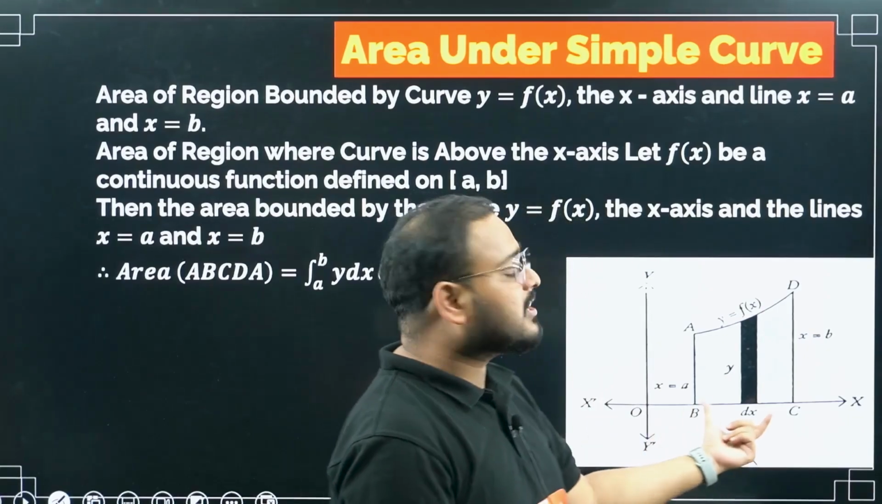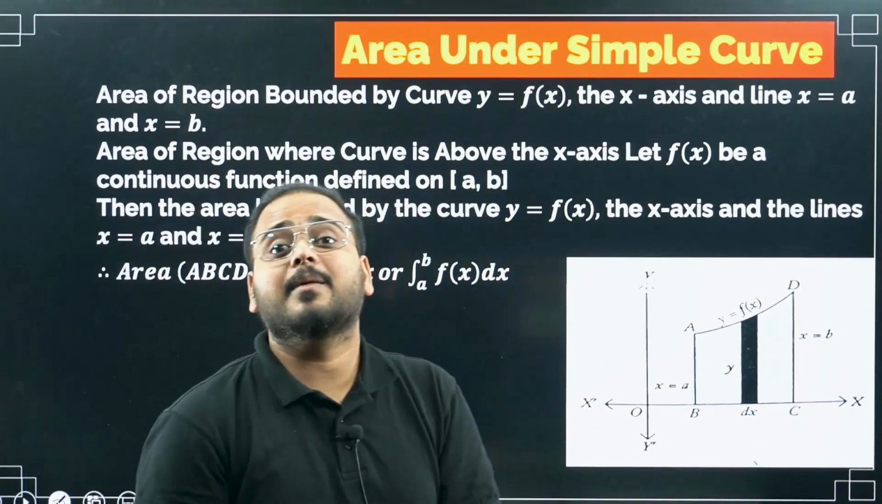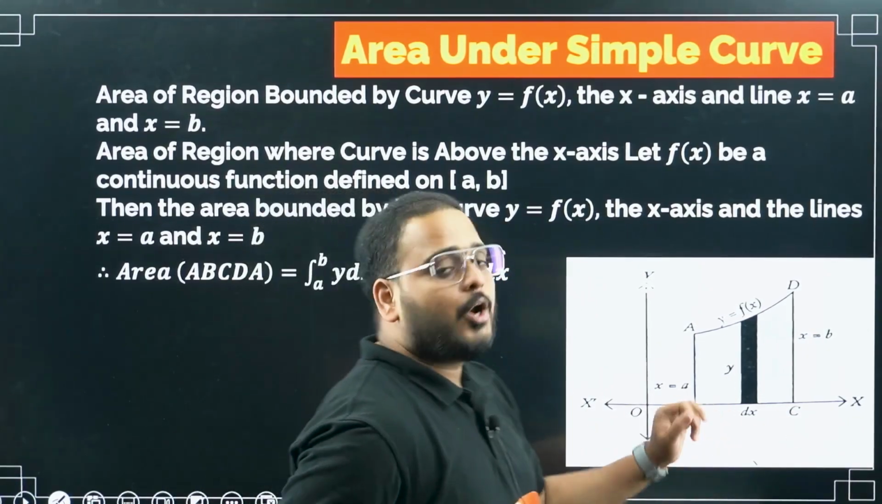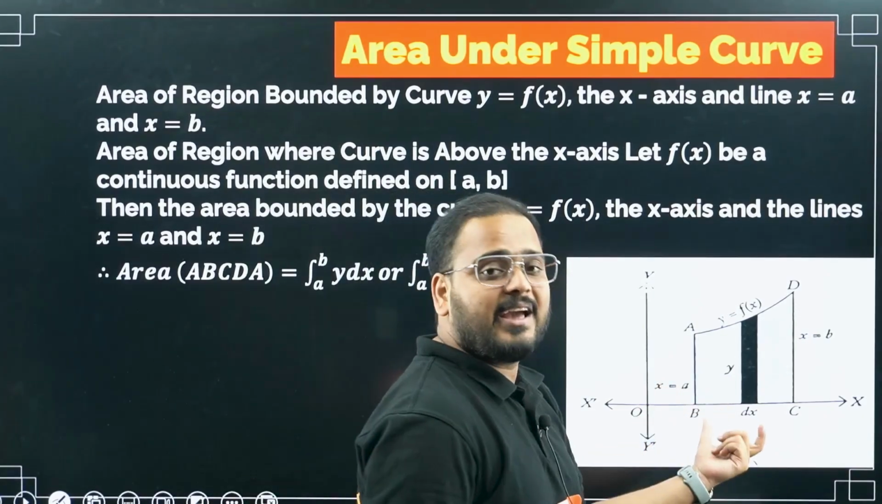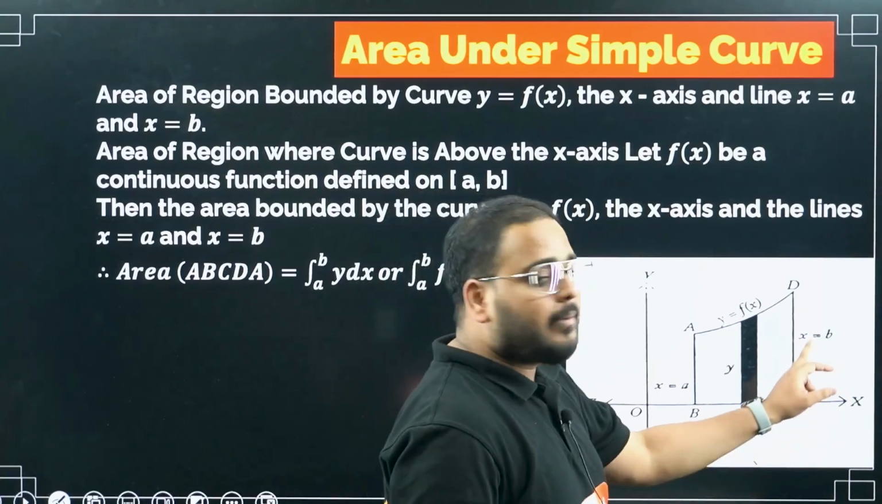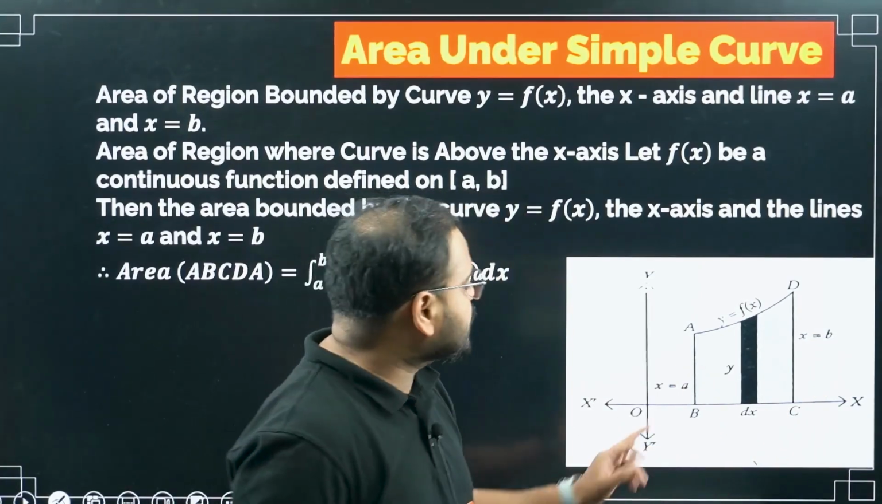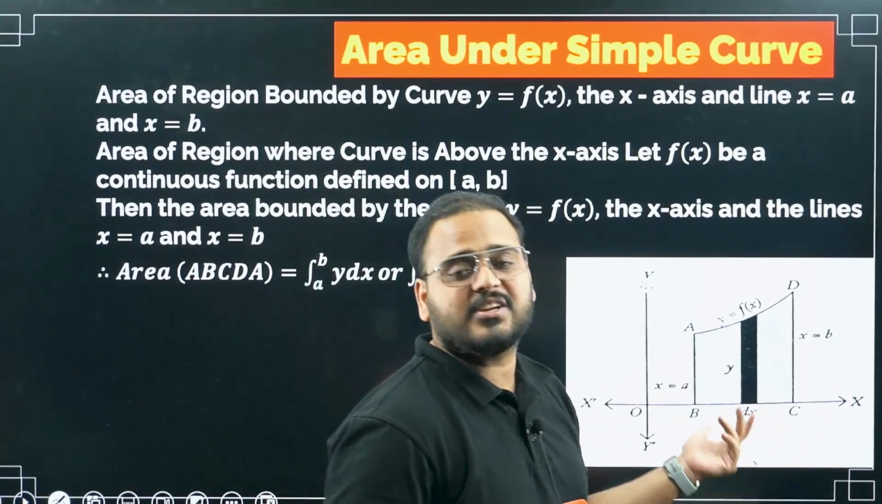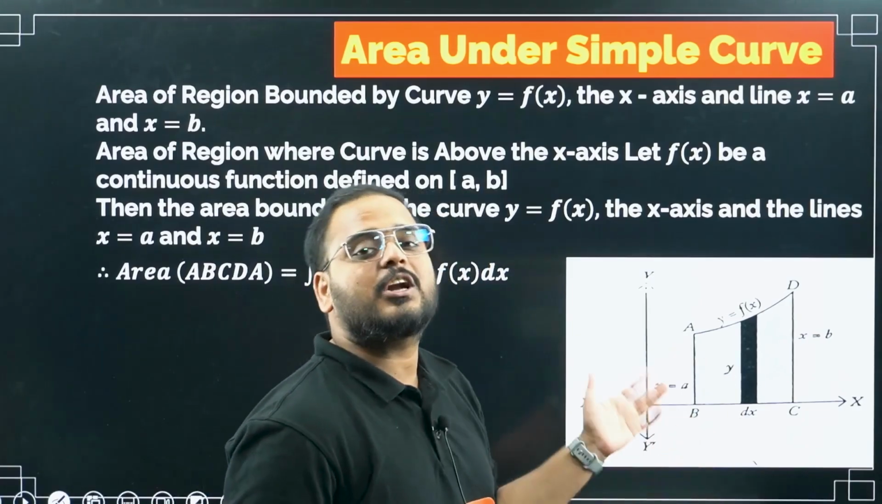Okay, these boundaries are called what? If you remember, limits of integration, upper limit and lower limit. These boundaries where the area is enclosed are called the limits of integration. So this is my upper limit, this is my lower limit. x equals a is my lower limit. We'll see how we use integration in this, and why we use integration, right now.